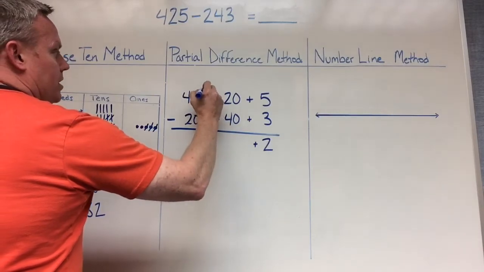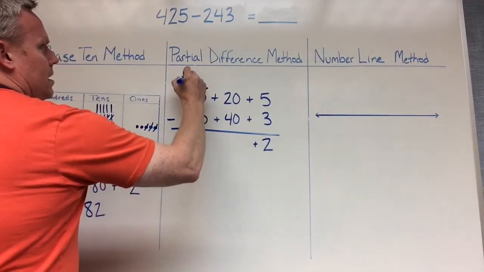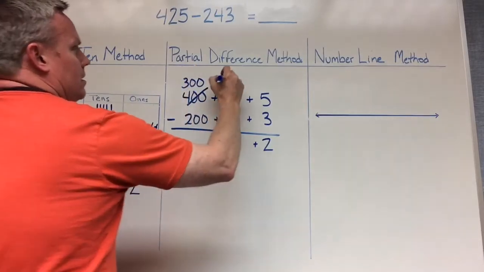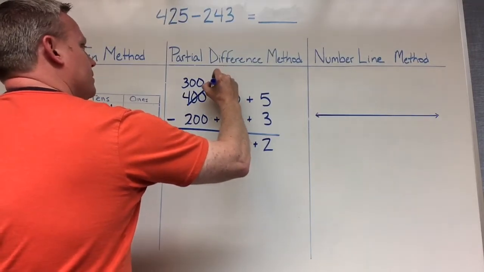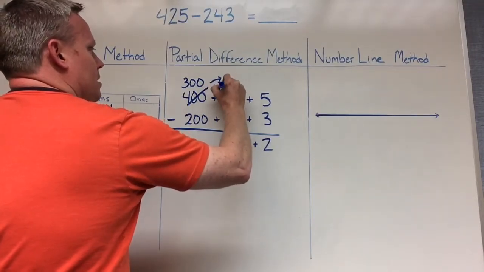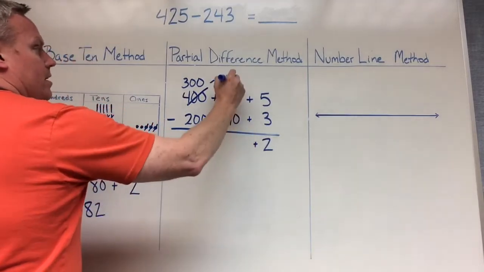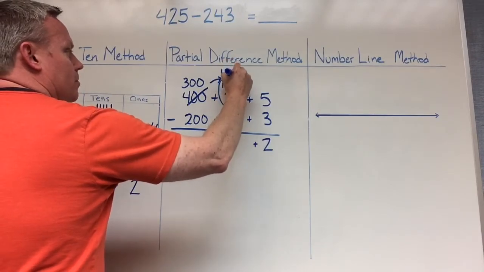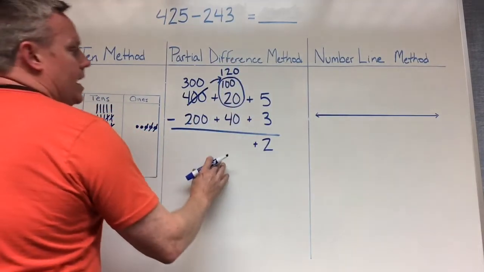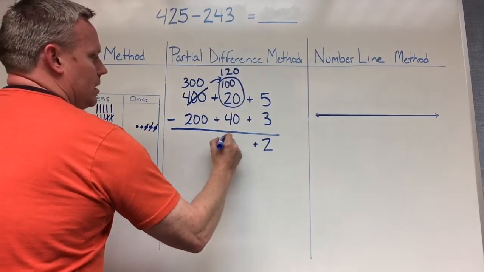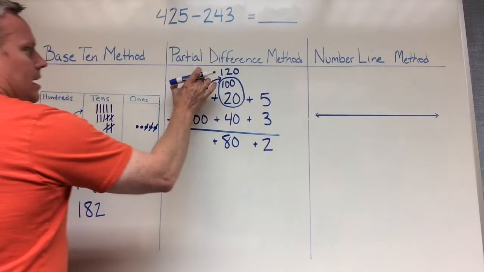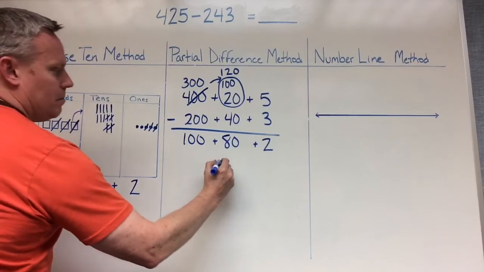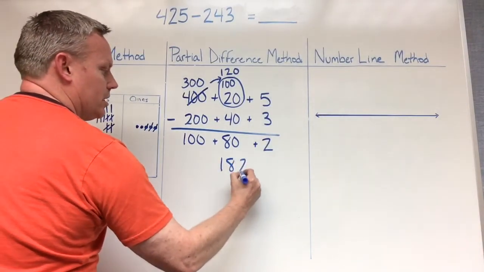So I'm going to go over to my hundreds and regroup one of the hundreds into here. Combine these, and now I have 120. Now I can subtract the 40 from the 120, leaving me with 80, and the 300 minus the 200, leaving me with 100. Combine these again, I get the difference of 182.